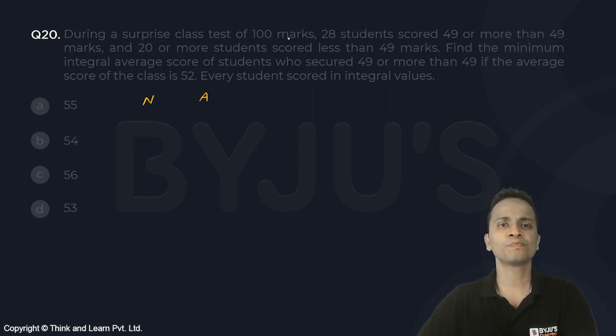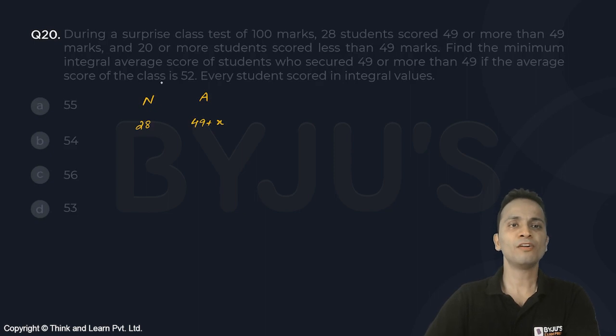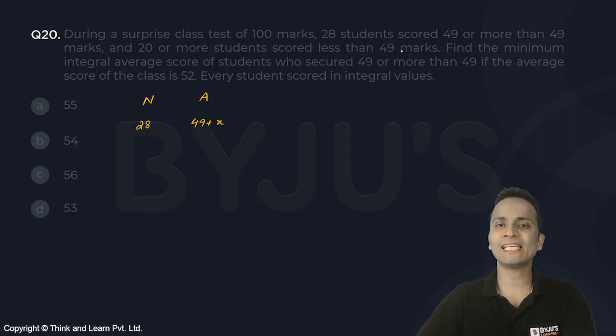28 students scored 49 or more than 49 marks. If their scores are 49 or more, their average will also be 49 or more, so I'll assume the average as 49 plus x, where x can be greater than or equal to 0. Further, 20 or more students scored less than 49, so their average will be less than 49.